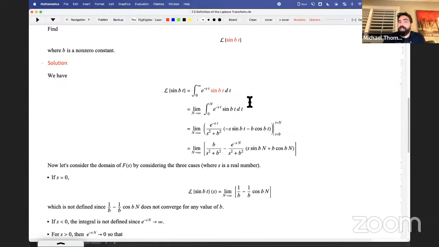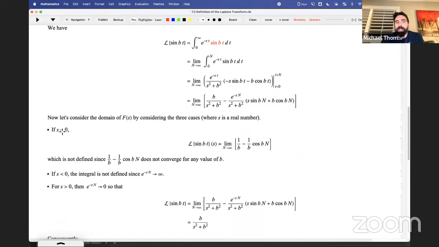And then you would evaluate the endpoints 0 and n, and then subtract, and this is what you get. And then we'll have to pause right there, and then we'll go back to the domain of S to see where this thing is valid. So let's split this up at 0. We'll look at S equal to 0, and then we'll do less than 0 and greater than 0. That covers all real numbers.